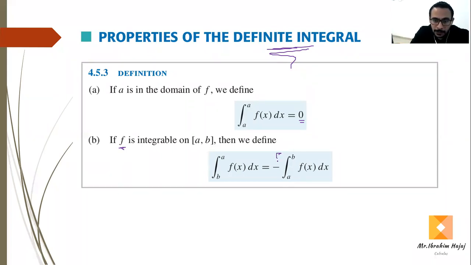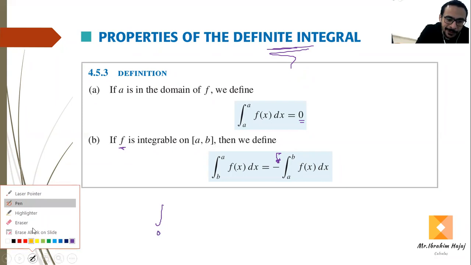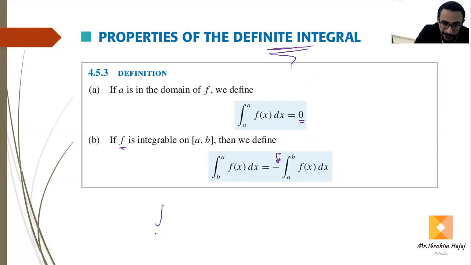Mr., so we change them and put a negative? Yeah, like the previous question from 0 to 2, it becomes from 2 to 0. From 0 to 2 of the previous function, x minus 1 dx, I can make it from 2 to 0 and put a negative in front of f of x dx. So this is another property.